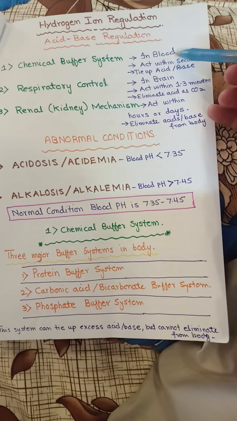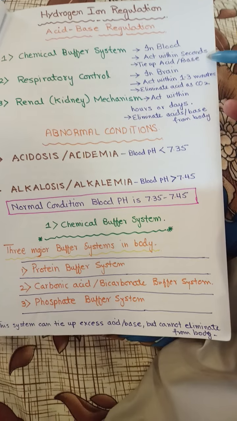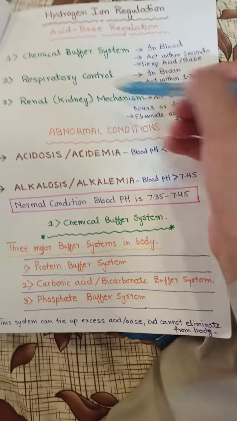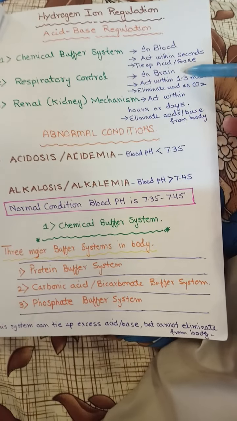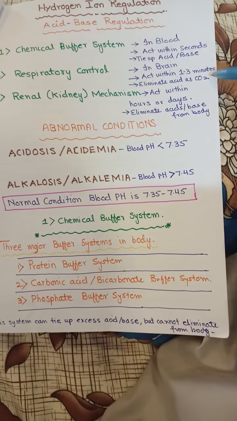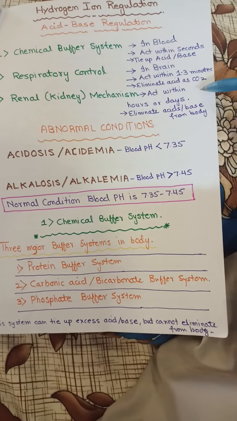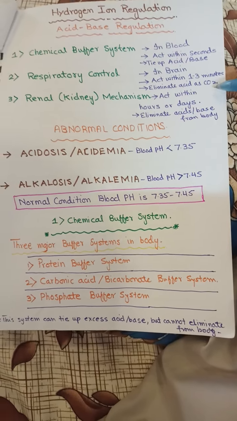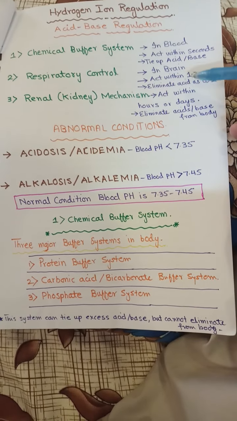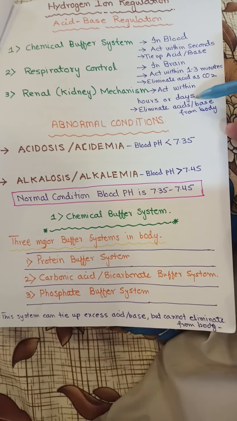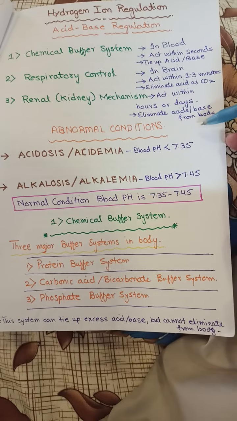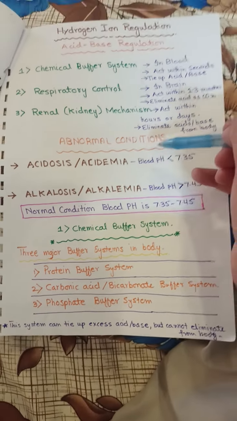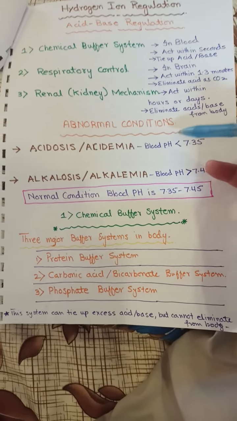The chemical buffer system occurs in blood. It acts within seconds and ties up the acid or base in our body. Respiratory control is present in our brain. It acts within 1 to 3 minutes and eliminates acids in the form of carbon dioxide. Third is the renal or kidney mechanism. It acts within hours or days and eliminates acid and base from our body. So these three systems act to maintain acid-base balance.